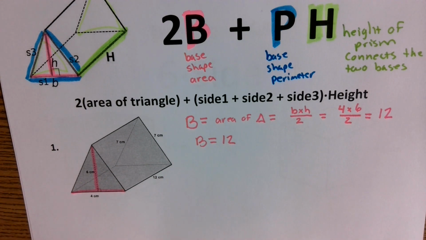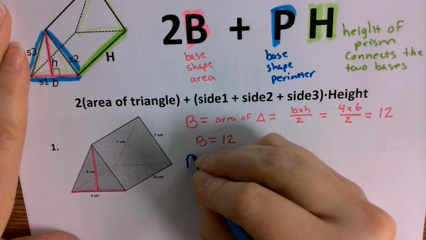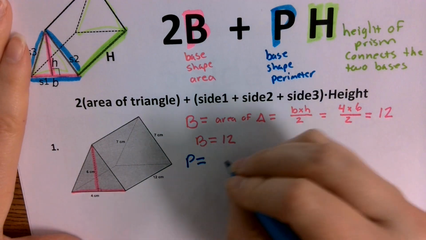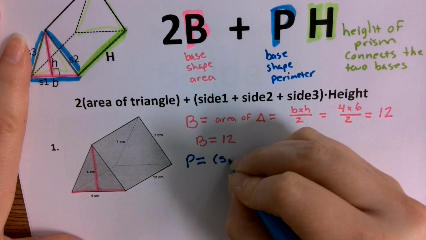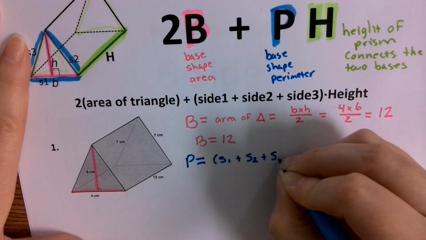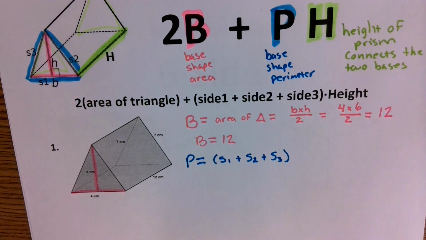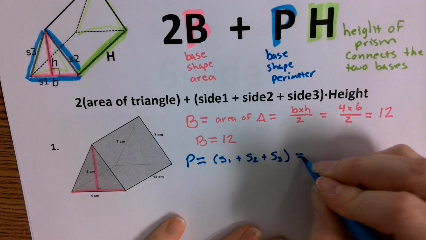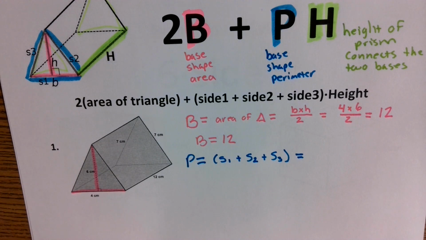Now we're going to solve for big P. Perimeter. The perimeter means that I'm going to take my side. I'm going to take side 1. I'm going to add it with side 2. And I'm going to add it with side 3. I'm just going to add my sides together. Side 1 plus side 2 plus side 3. So, what are my 3 sides? What are the 3 sides of the triangle?